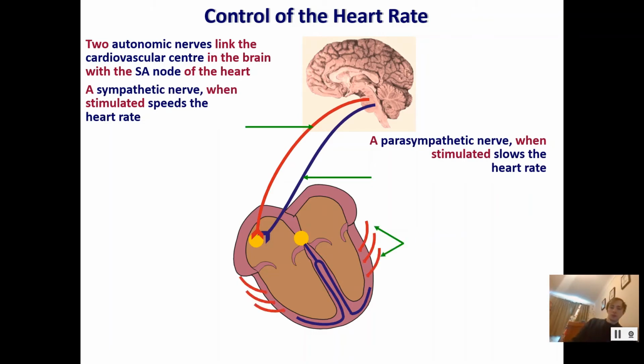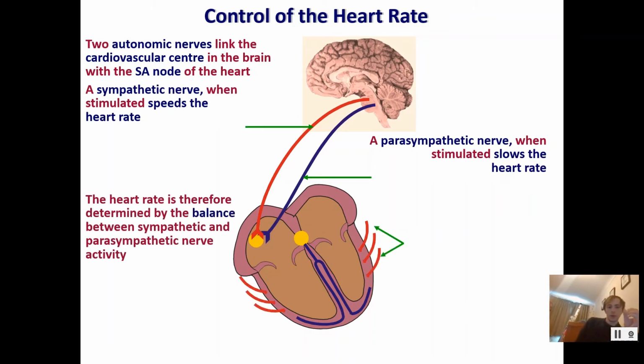Now, we're going to be stimulating actually sometimes both of them at the same time, and the rate that the heart beats at is controlled by the balance. So if I'm stimulating the sympathetic more than the parasympathetic, then I'm going to be causing the heart rate to go up. And if I'm stimulating the parasympathetic more than the sympathetic, the heart rate will go down.